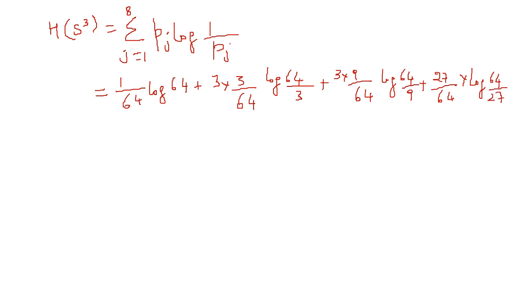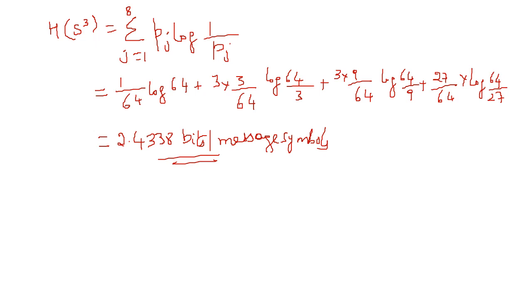So we'll try to substitute in the calculator, and it should be to the base of 2 because the unit should be bits per symbol. So if you substitute, we get the answer as 2.4338 bits per message symbol. So this is your H(S cube).